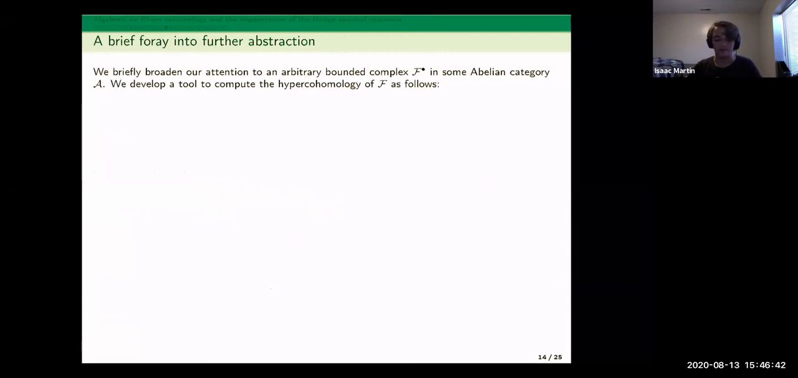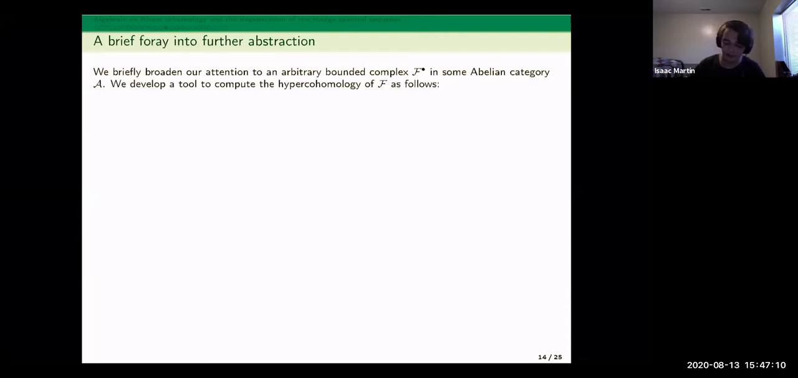Now what we'd like to do is figure out some way that we can actually compute hypercohomology. It turns out the easiest way to do this is to briefly step into the setting of abelian categories. For the next few slides, F is going to be some complex in an abelian category A, and we're going to develop here a machine to compute the hypercohomology of this.